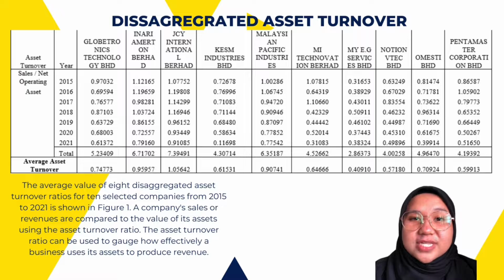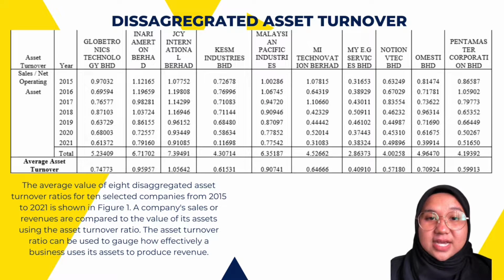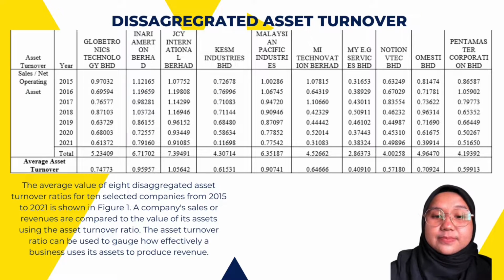0.409710, Notion Vtec 0.578180, Hong Seng Berhad 0.70924, and Pentamaster Corporation Berhad 0.59913. For the conclusion, MyEG Services Berhad and Notion Vtec Berhad have the lowest average asset turnover ratio, while JCY International Berhad has the highest average asset turnover, meaning that the company is effective in producing sales or revenues from its asset base.